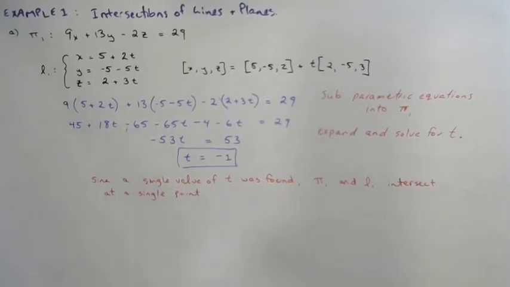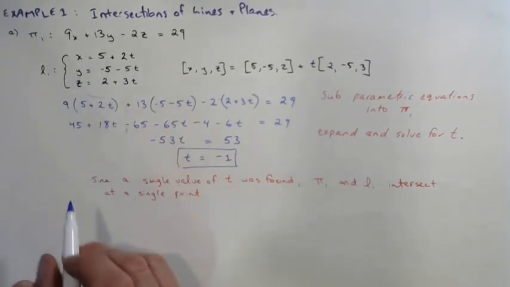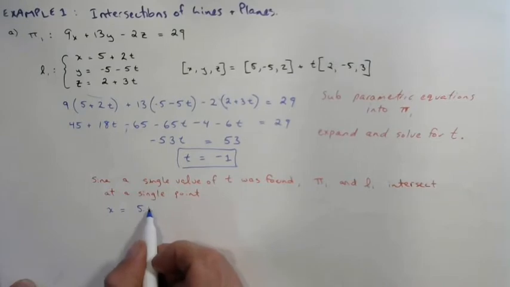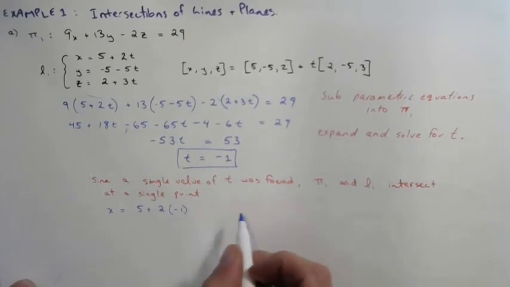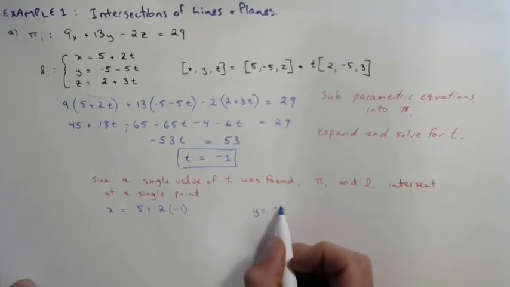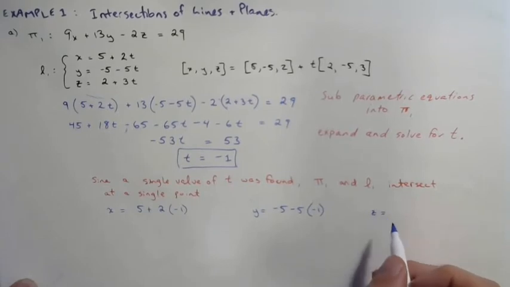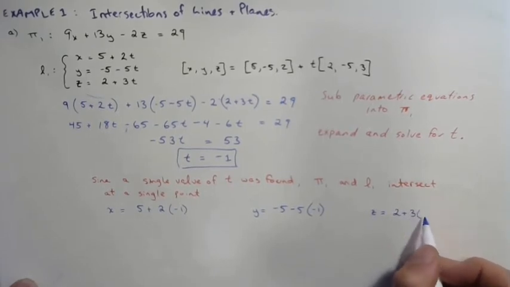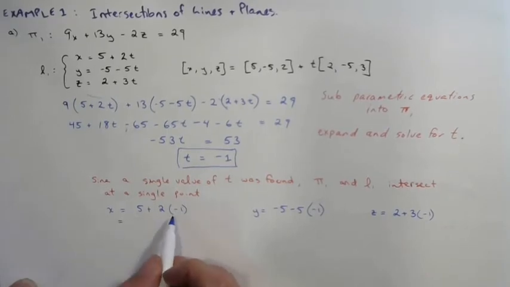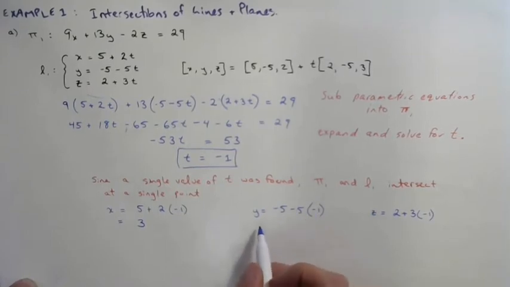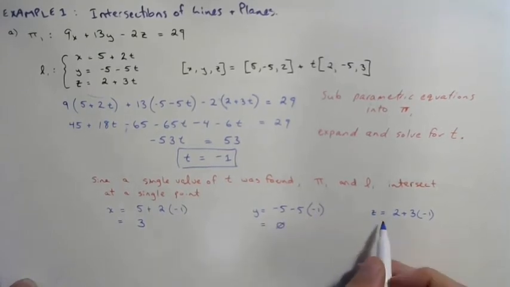Now to find out what that point is, all we need to do is sub our value for t back into our parametric equation. So for x, the x coordinate is going to be 5 plus 2 times -1. The y coordinate is going to be -5 minus 5t, 5 times -1. And the z coordinate is going to be 2 plus 3 times -1. So x is 5 minus 2, which is 3. Y is -5 plus 5, which is 0. And z is 2 minus 3, which is -1.